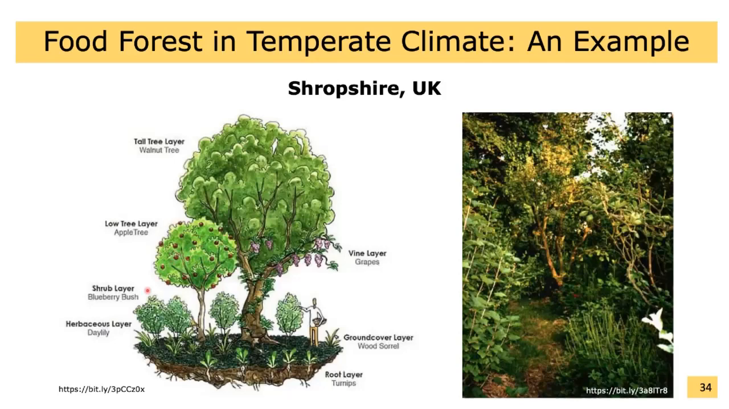trees as subcanopy, shrubs of blueberries, goji berries, gooseberries, daylily, fennel, parsley, etc. as herbaceous layer, wood sorrel, rhubarb, strawberry, etc. as ground cover, radish, turnip, potatoes, etc. as underground layer. Vines of grapes and kiwi can be climbed over canopy and subcanopy trees. Temperate food forests are particularly suitable for growing edible mushrooms.